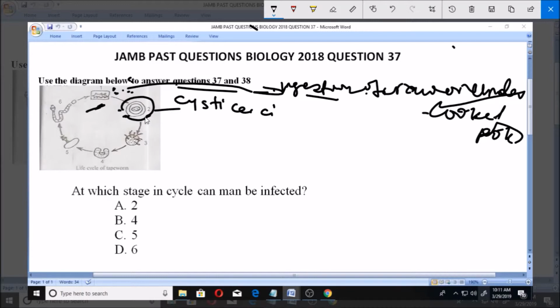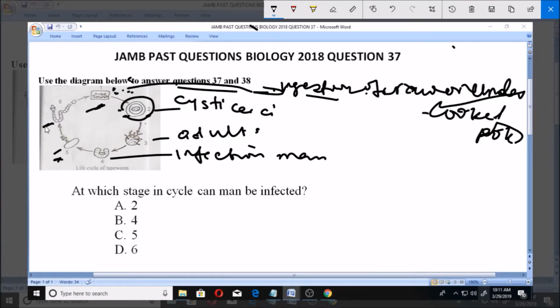So moving forward, here we have the adult worm forming. The adult worm forms here, and this is where it becomes infectious to man. That's what happens there. So in this other place, the eggs develop into what we call oncospheres, which penetrate the intestinal wall. That is what happens in 5.